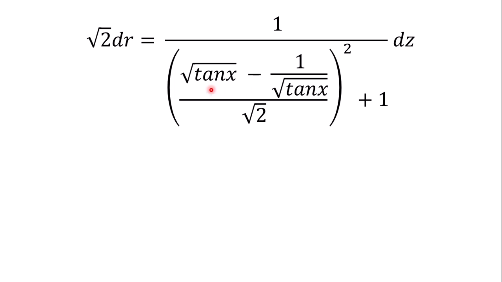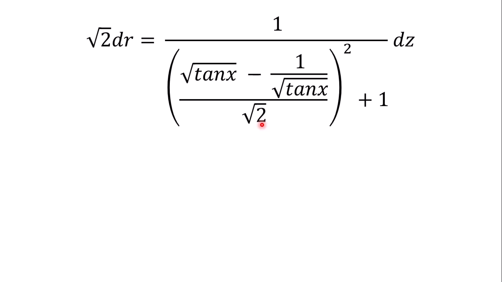So this one is just going to be square root of 2 times square root of tangent x over square root of 2, minus, this is where it's going to be a little bit different, but you're still going to get it at the end of the day, minus 1 over square root of tangent x over square root of 2. I hope you are not confused.